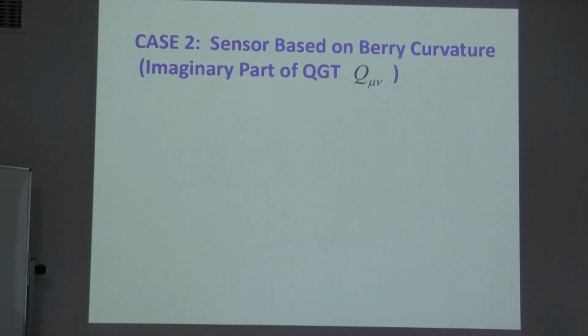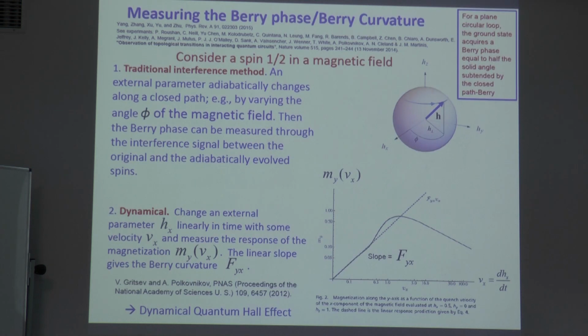you started with. Okay, so now we can talk about another case where you have a sensor based on the Berry curvature, which is the imaginary part of this. You can measure the Berry phase in two different ways. One is a traditional interference method, where I'm imagining you have a magnetic field along Z, a magnetic field along X and Y, and this is the position of the field vector, and you can move it around in a circle in the XY plane.